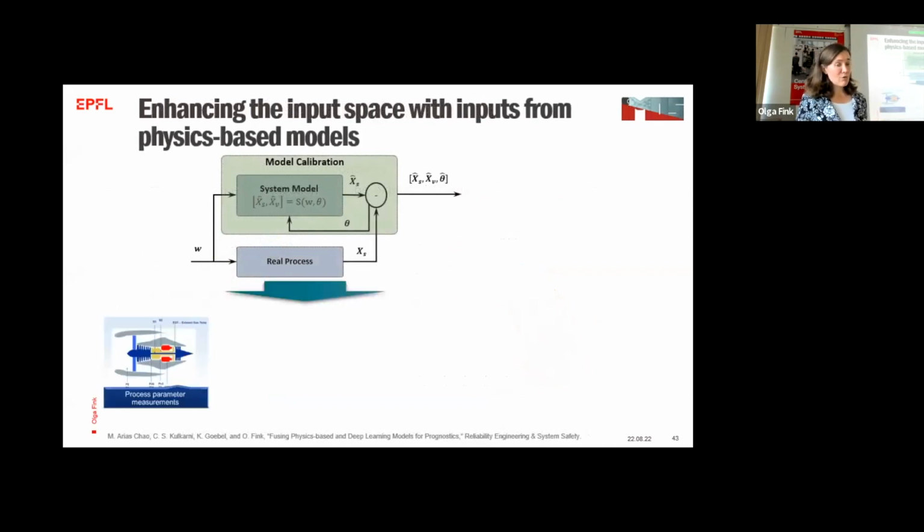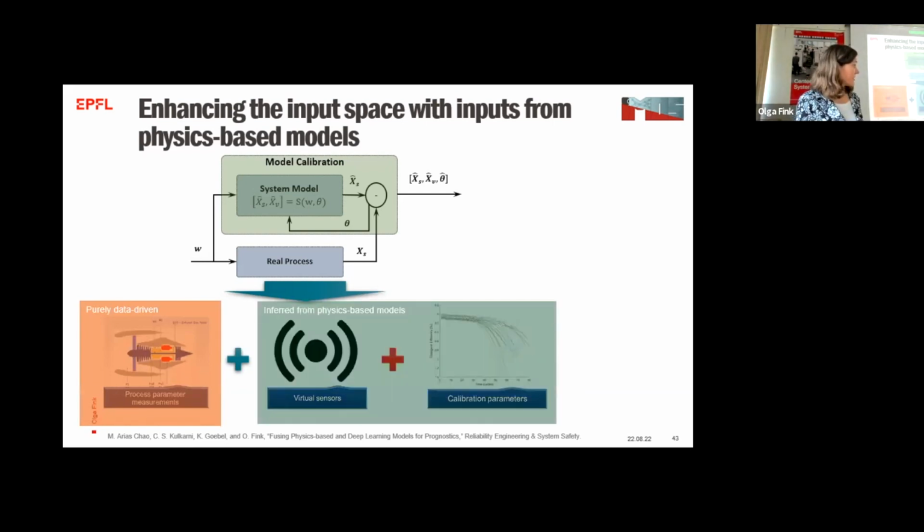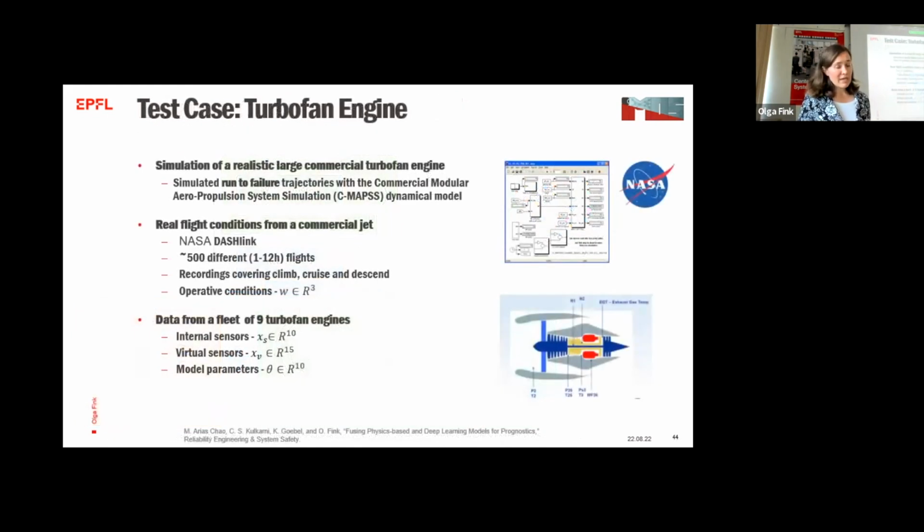So that's the underlying framework. We have now 3 parts: the process parameter measurements, the virtual sensors, and the calibration parameters. And this would be just the purely data-driven part, and this is the part that is coming from the performance model. We feed it then into a neural network, and then we predict the remaining useful life. So we applied it to a fleet of turbofan engines where we collaborated with NASA. We used their simulation model to generate those trajectories and the data. We were using real flight conditions as the flight conditions for the simulated data.